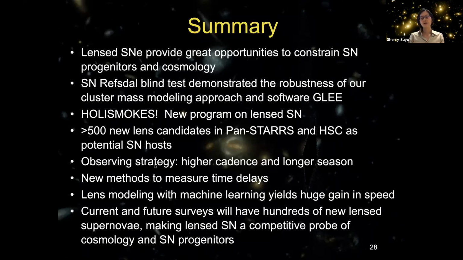And in terms of LSST observing strategy, we're advocating for higher cadence and longer season or cumulative season length. We have developed new methods to measure time delays and also lens mass modeling through machine learning, which yields a huge gain in speed. Finally, current and future surveys will have hundreds of lens supernovae, making lens supernova a competitive probe of cosmology and supernova progenitors.